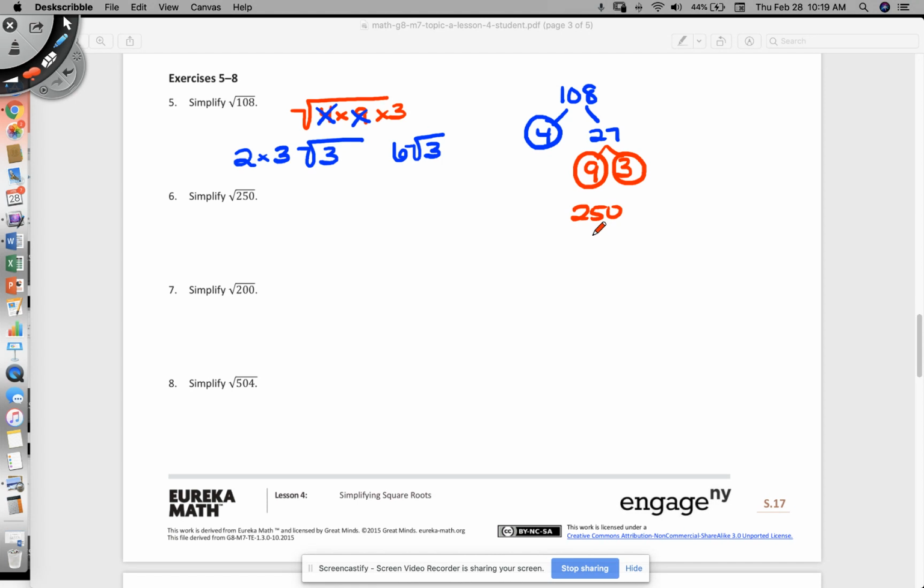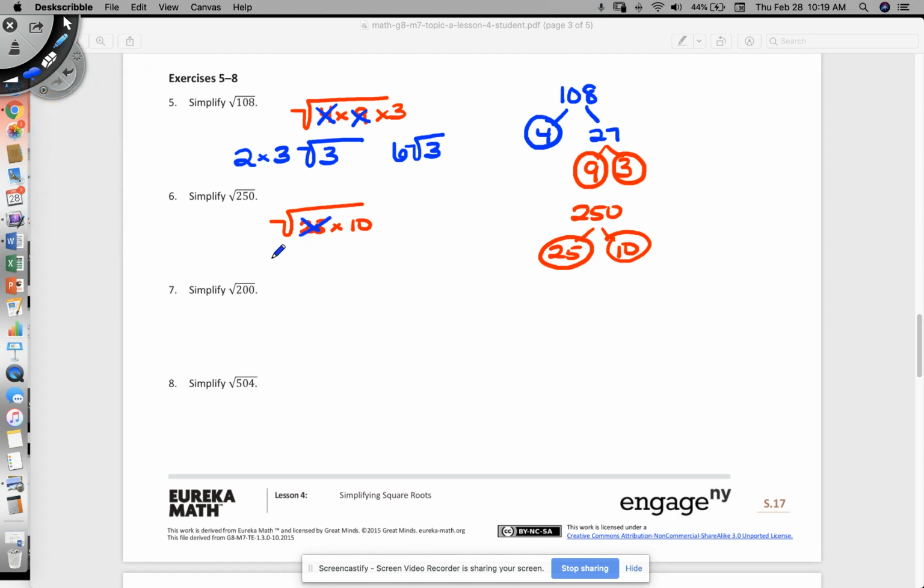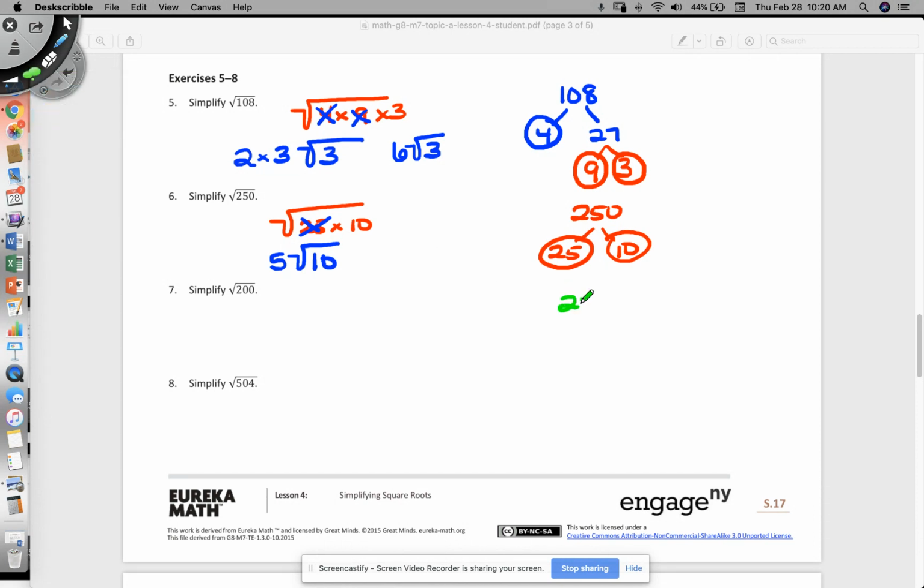Now 250, if I broke it down, well, I know 25 and 10 right there. So 25 is a perfect square, and can 10 be broken down any further? No, so it gets circled. So this one here is going to be 25 times 10. We're going to break up that 25 and pull out a 5 and keep the 10 inside the root. So it's 5 root 10. All right, let's look at 200.